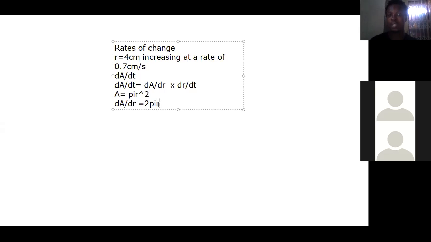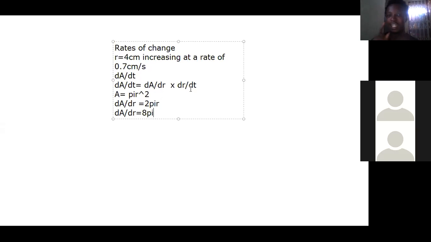So anywhere we see r, we can substitute our 4 cm into it. So then we can get dA over dr is equal to, help me, what are you going to get? 8 pi. Yes. So now we have our dA over dr. Now you are supposed to find dr over dt.